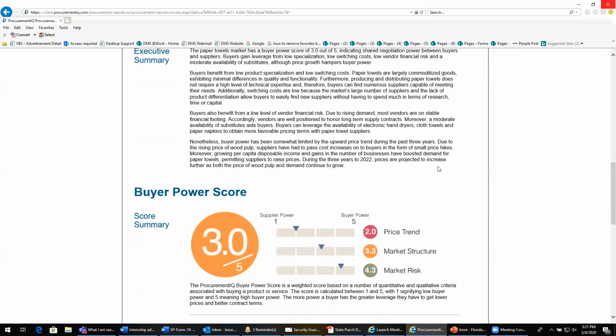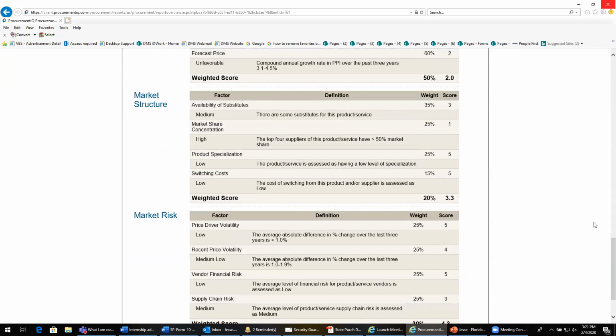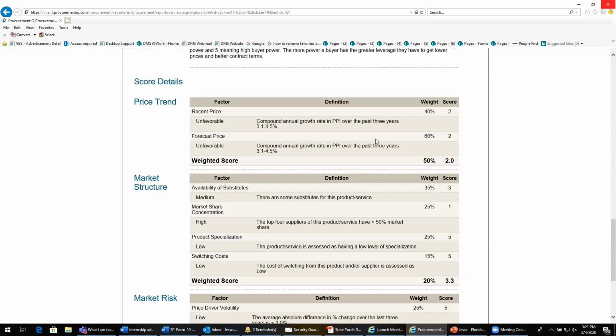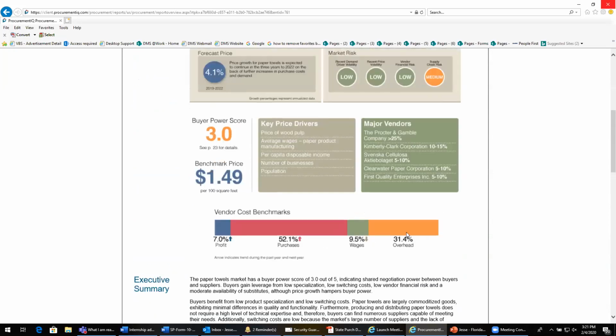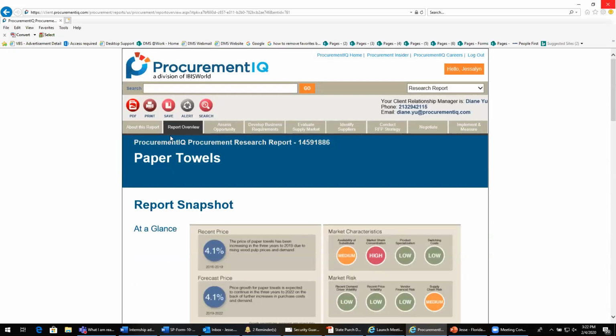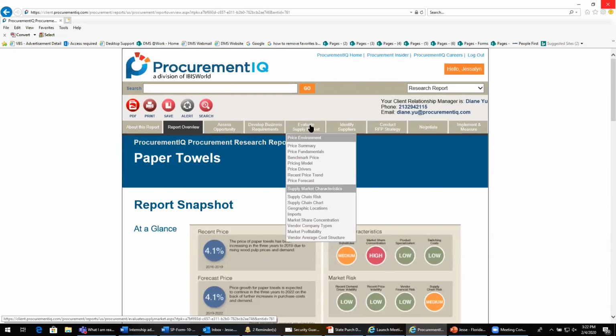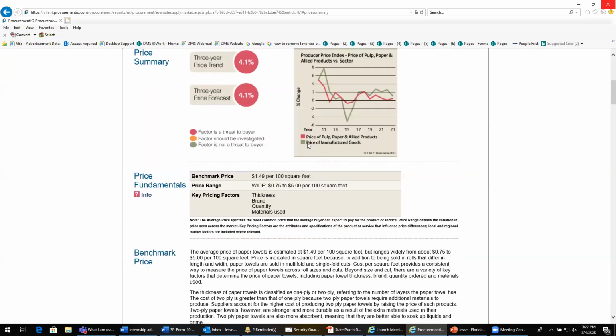It just really summarizes that report. And it talks about, again, price trends, market structure and risk, price driver volatility, supply chain risk. So that's one area that we use Procurement IQ. We also use the Evaluate the Supply Market tab. This is a really cool one. The pricing summary, we go here a lot to make sure that what our understanding of the market, it's also Procurement IQ's and that we're on the same page.